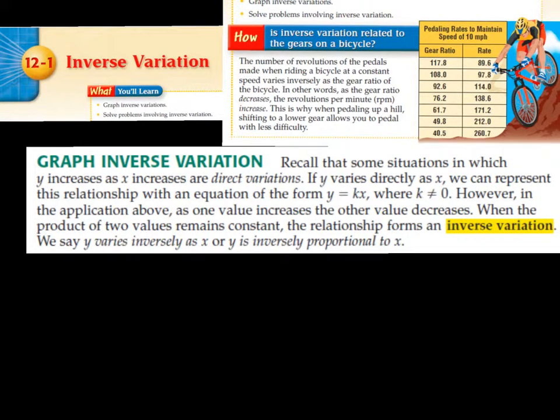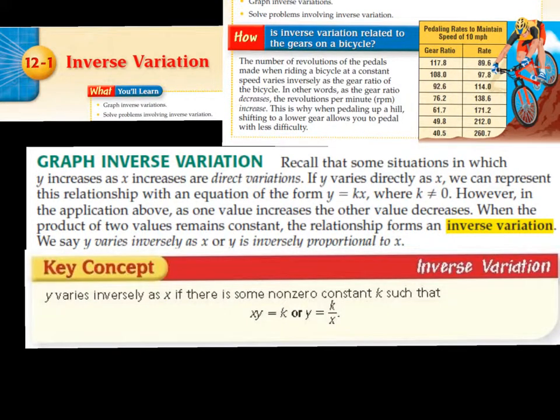Recall that some situations in which y increases as x increases are direct variations. If y varies directly as x, we can represent this relationship with an equation in the form y equals kx, where k does not equal 0. However, in the application above, as one variable increases, the other value decreases. When the product of two values remains constant, the relationship forms an inverse variation. We say that y varies inversely as x, or y is inversely proportional to x.